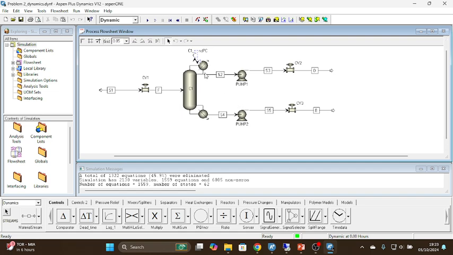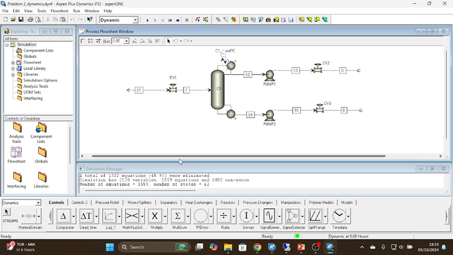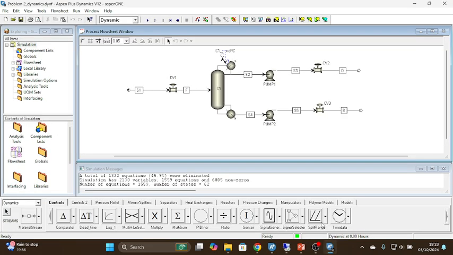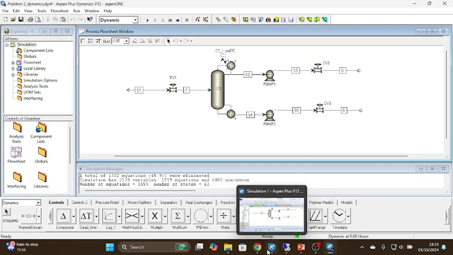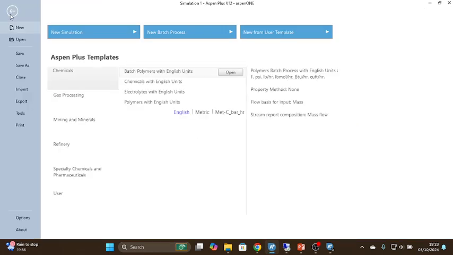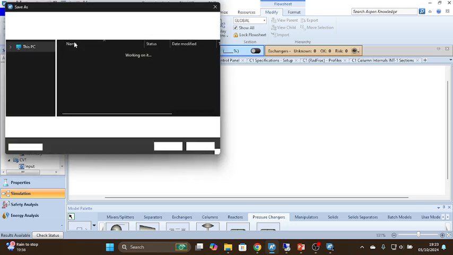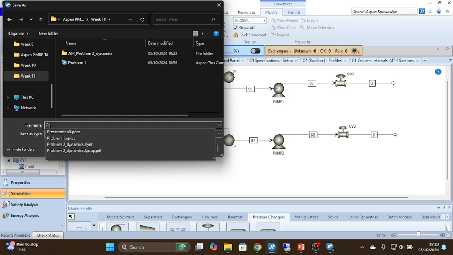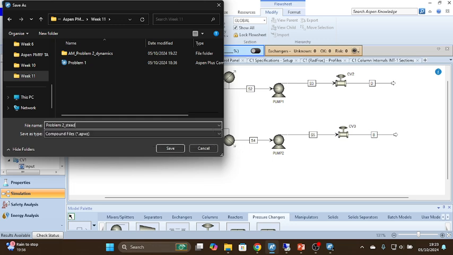So you can see that the flow sheet that we had made over here just got imported, and it not only got imported, it got imported with all the steady state values that we have done the simulation with. Let us just save this file first. Let us rename it as problem 2 steady state.